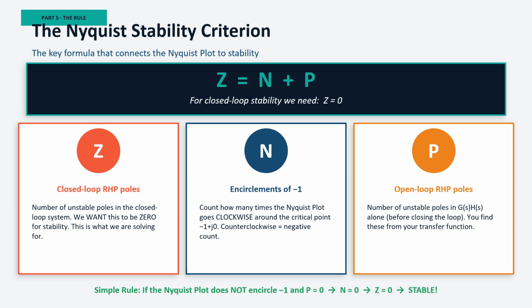Now the main formula: Z equals N plus P. Let's understand this clearly. Z means the number of unstable closed loop poles. N means the number of clockwise loops around minus 1. P means the number of unstable open loop poles. For stability, Z must be 0. So the process is: find P, find N and calculate Z. If Z is 0, stable. If Z is not equal to 0, it is unstable. This is the core idea of Nyquist analysis.